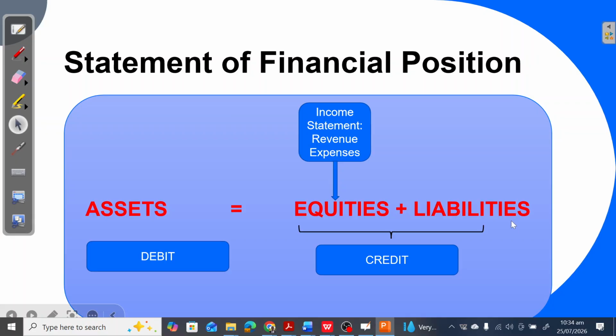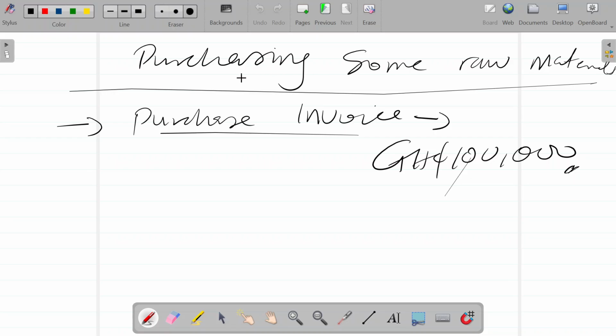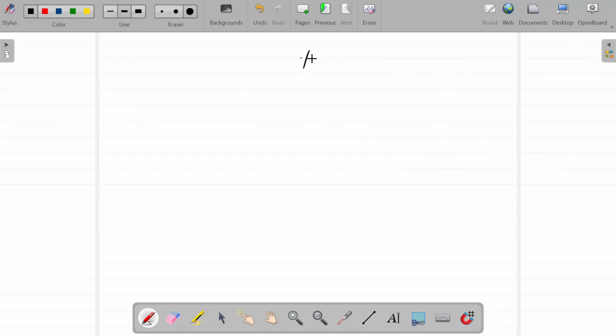But the debits and the credits are just to show you the positions of the items on the balance sheet. So assets are at the left side, so if you want to increase them, they are debited. Equity and liabilities are at the right side, so if you want to increase them, you credit them. Do you get it? So that is the main difference between debit and credit.